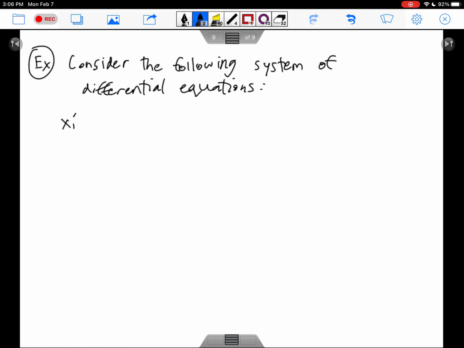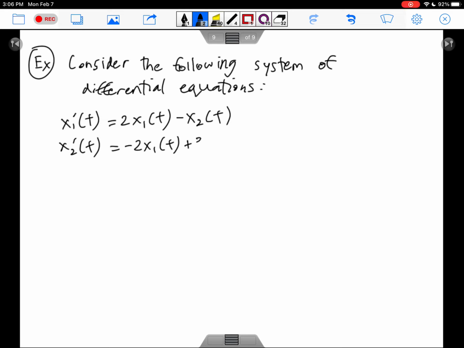So the first differential equation is x1 prime of t is equal to 2x1 of t minus x2 of t. So here we have two unknown functions, right? x1 of t and x2 of t. And the second equation is x2 prime of t equals negative 2x1 of t plus 3x2 of t. So these are our two equations. This is a system of differential equations. We have two unknown functions and two equations.